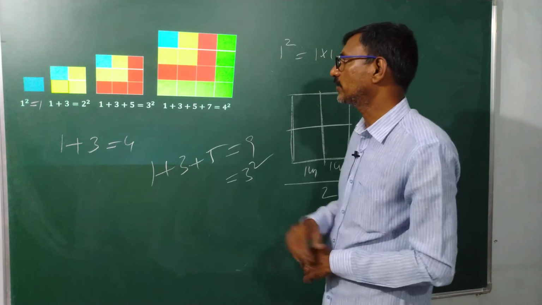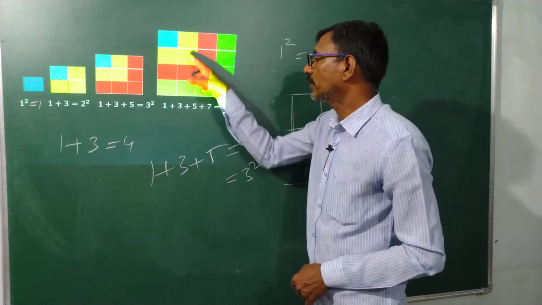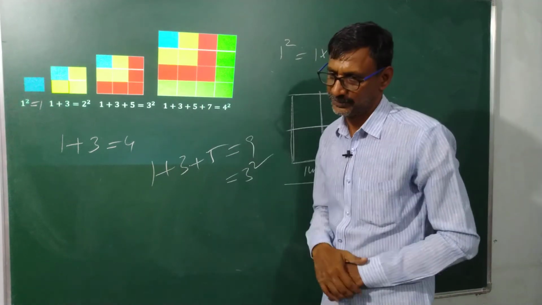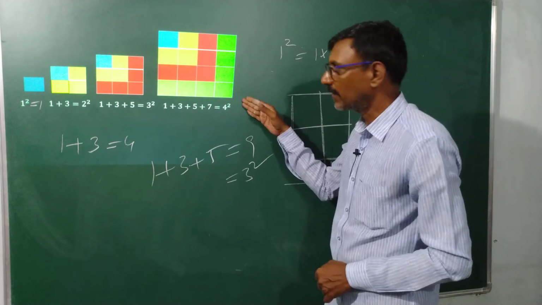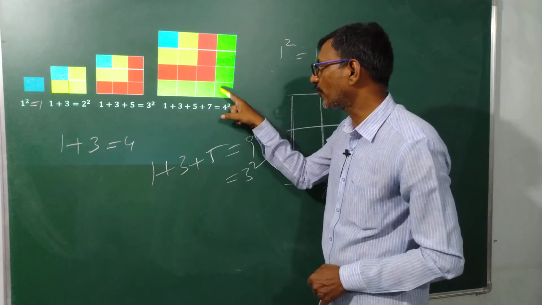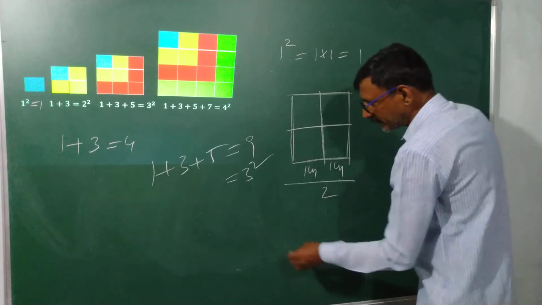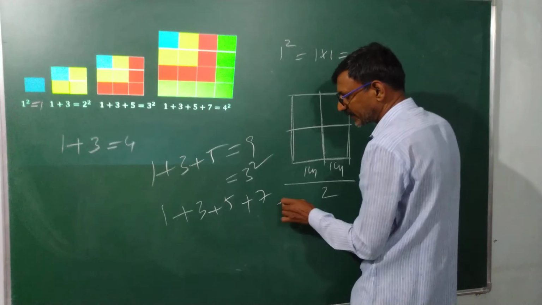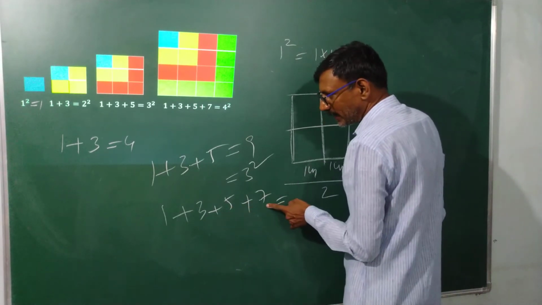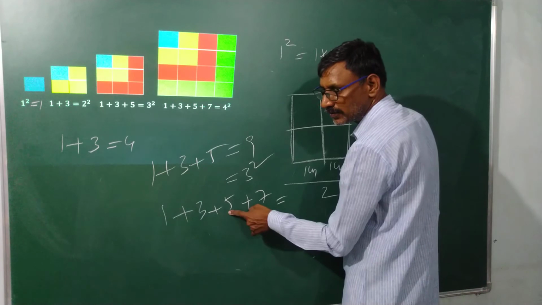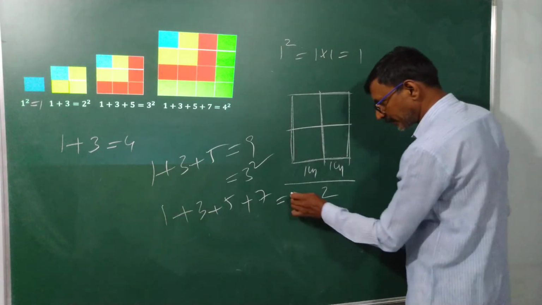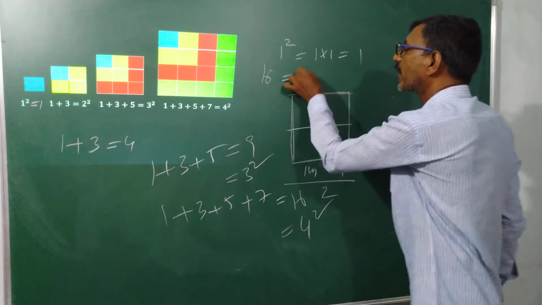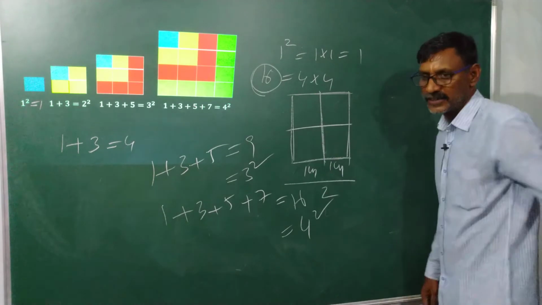Similarly, coming to this one. Blue 1, yellow 1, 2, 3, red 1, 2, 3, 4, 5. After that green 1, 2, 3, 4, 5, 6, 7. That means 1 plus 3 plus 5 plus 7. That is equal to 7 plus 3, 10. 10 plus 5, 15. 15 plus 1, 16. 16 is a what? A square number. I told you clearly, 16. We can write 4 into 4, a square number.